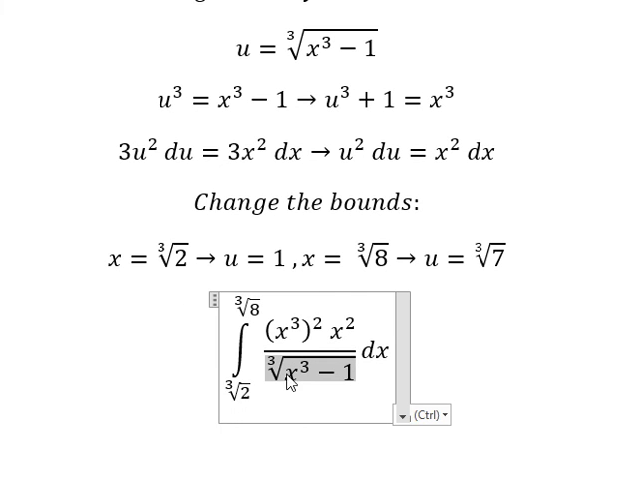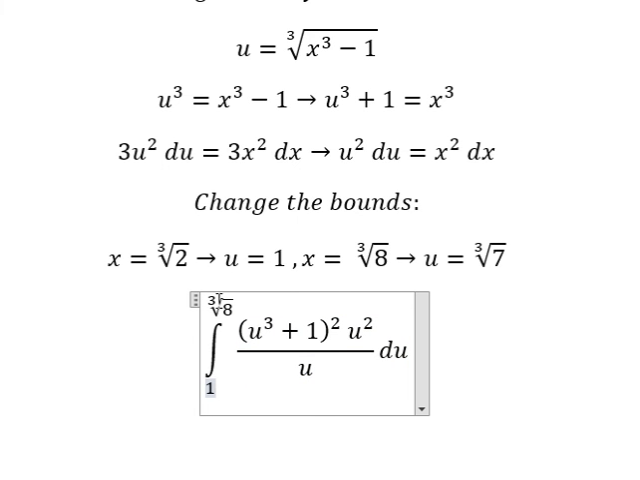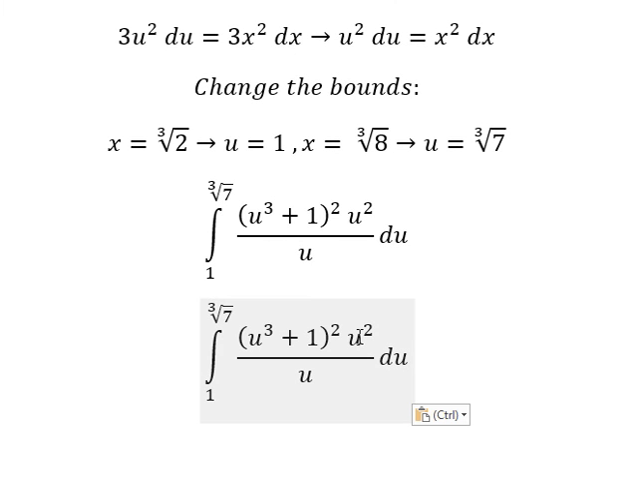Now this one we change by u. This one we change by u to the power of 3 plus 1. S squared ds we change by u squared du. This one we change by number 1. This one we change by the cubic root of number 7. Now, we need to simplify u squared divided by u. You got u in here.